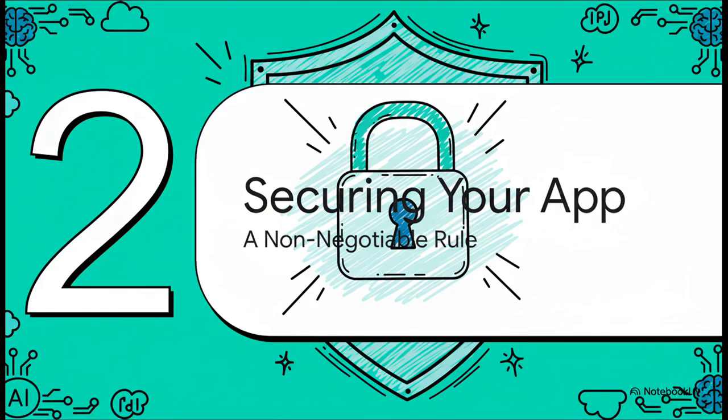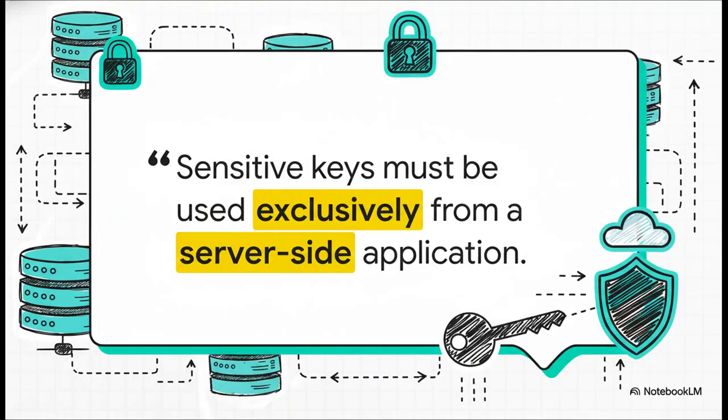And let me be clear, this is not just some optional feature. It is a fundamental, non-negotiable requirement. I just want to pause on this for a second, because this is the golden rule of building with AI. Your sensitive keys, like your Gemini API key, can only be used from a server-side environment. That's it. There are absolutely no exceptions.